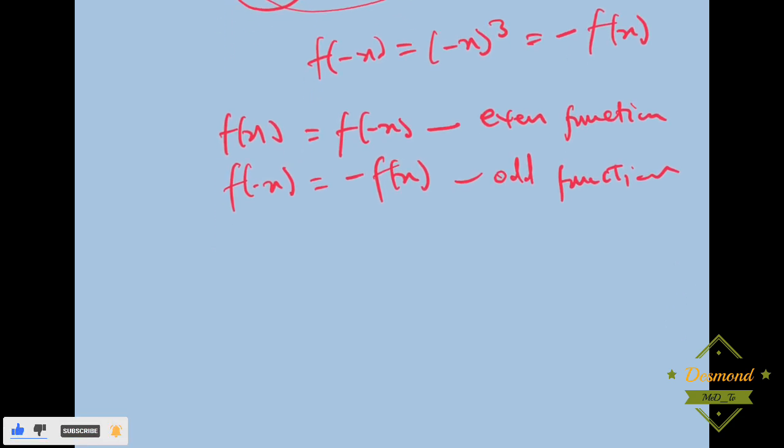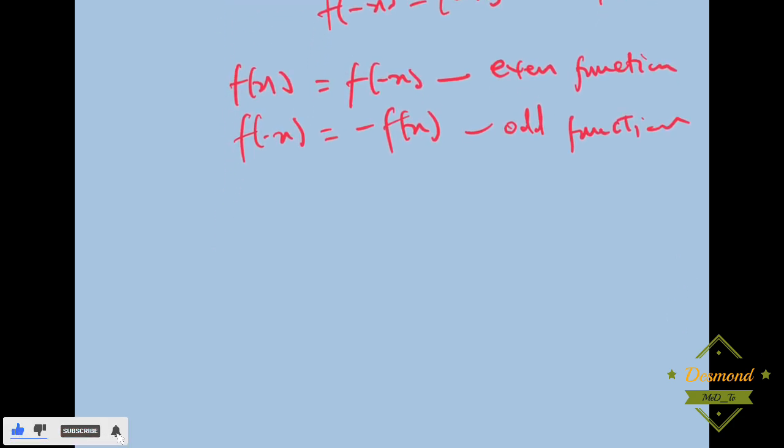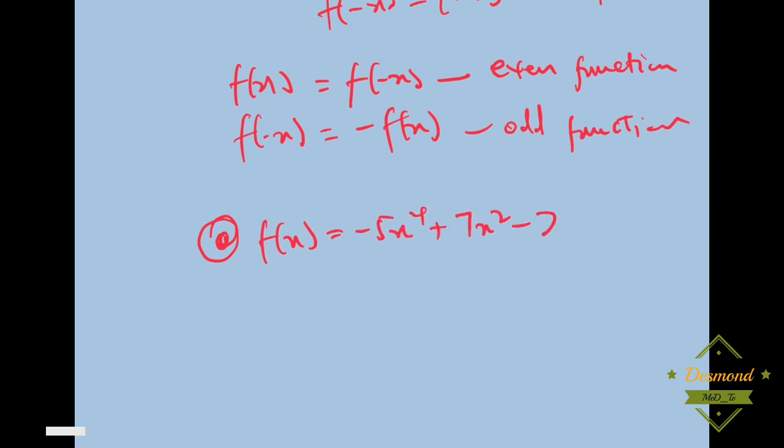So now let's look at some examples. We are going to determine whether each of the following functions is odd, even, or neither, right? So let's take the first one. Let's say I have f of x equal to negative 5x cubed plus 7x squared minus 2. What can you say about this? Let's try to determine it and see.